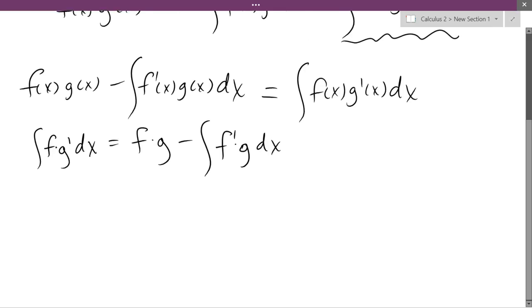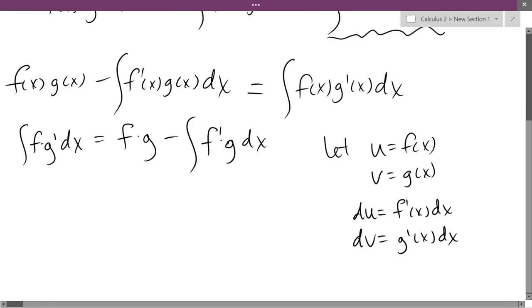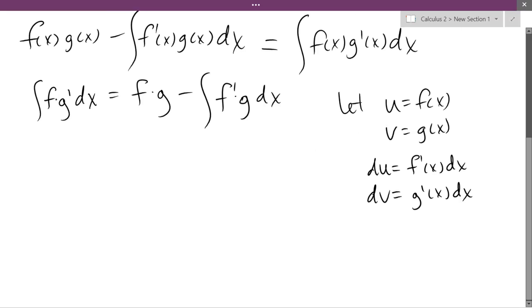So we're going to change out some of these for u's and v's and du and dv. I'm going to let u equal f of x and v equal g of x. So if there's u and v, du is going to be f prime of x dx. I'm just basically making a u-sub. And then same thing for v, dv equals g prime x dx. So basically just making a u and a v sub right now.